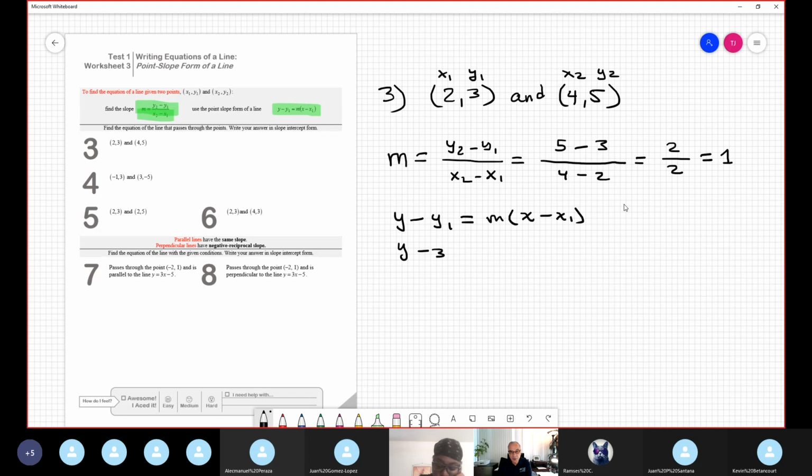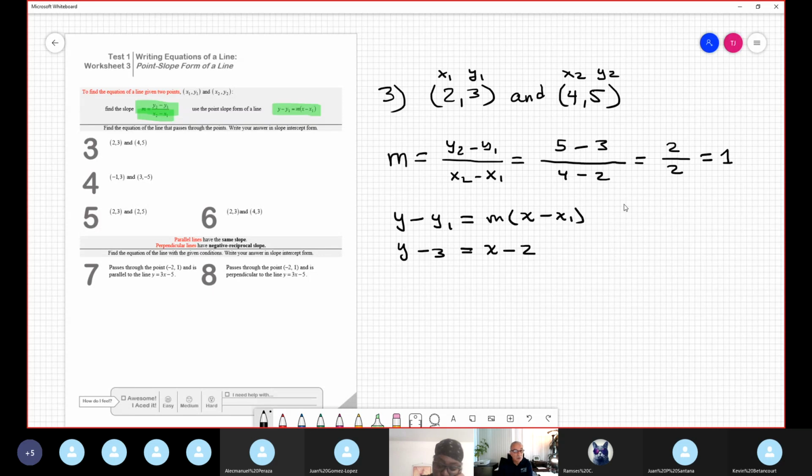Y minus 3, because y1 is 3. If you use 5, it's okay. It's the same. Of course, when you use 5 with y and 4 with x, or 3 with y and 2 with x, it's the same. And the slope is 1. And 1 is invisible, so you don't need to put the 1, it's not necessary. And remove the parenthesis. Then x minus x1, which is 2.